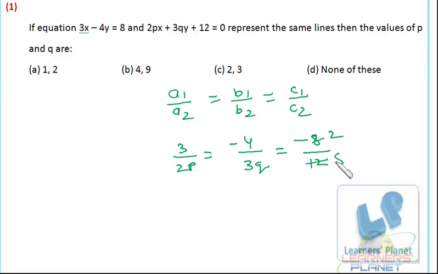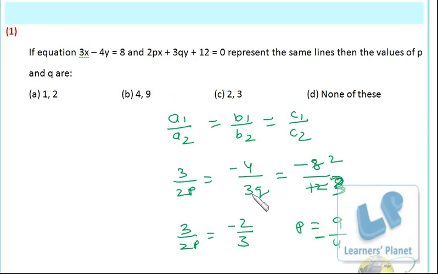4 2s are 8, 4 3s are 12. Okay, so 3 upon 2p is equal to minus 2 by 3. So p is equal to minus 9 by 4.